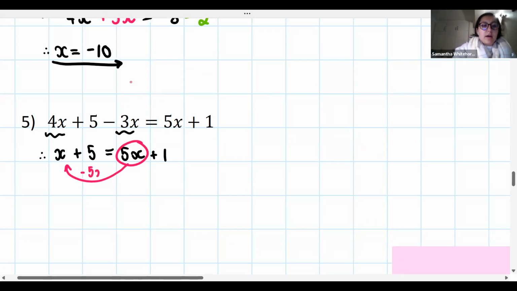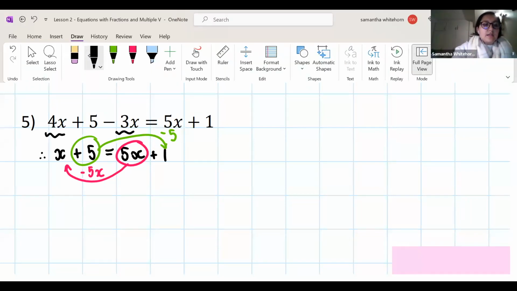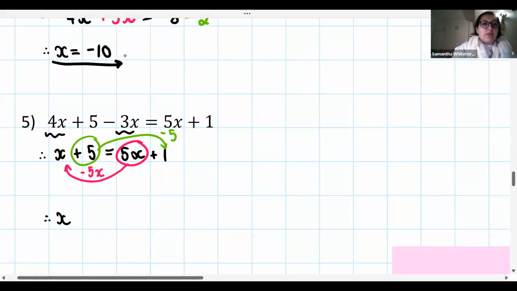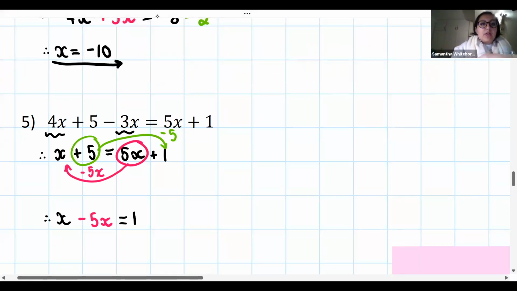So it's going to become minus 5x. And the next thing I want to do is take the plus 5, bring it over to join the 1. So it's going to become minus 5. So what that means is that on the left, I've got x, and then bringing over the 5x minus 5x. And on the right-hand side, I've got that 1 that still remains there. And I'm bringing over the positive 5, so 1 minus 5.